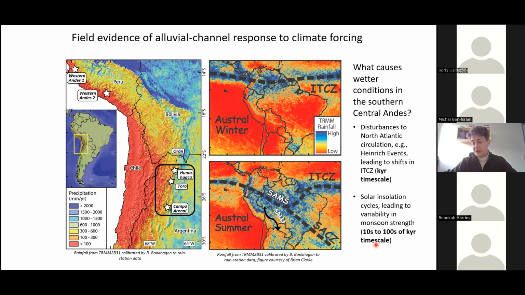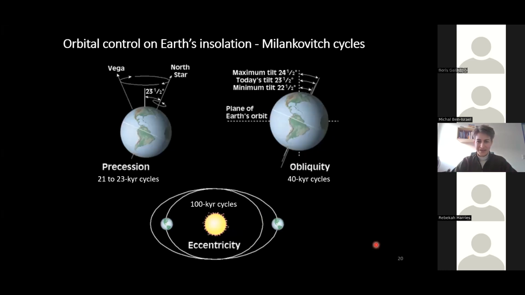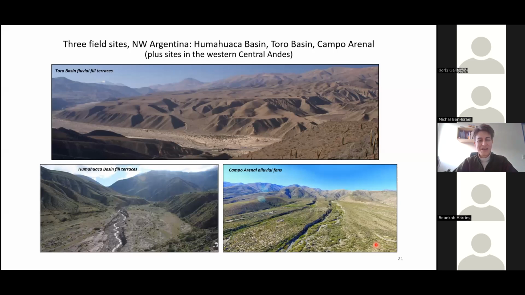Also, variations in solar insolation affect the strength of the monsoon system, and those occur on timescales of tens of thousands to hundreds of thousands of years. Okay, and just to remind you what we're talking about, these variations in solar insolation are related to the Milankovitch cycles, and these include approximately 20,000-year precessional cycles, 40,000-year obliquity cycles, and 100,000-year eccentricity cycles. I mention that because you're going to hear those numbers again once we get to the field results.